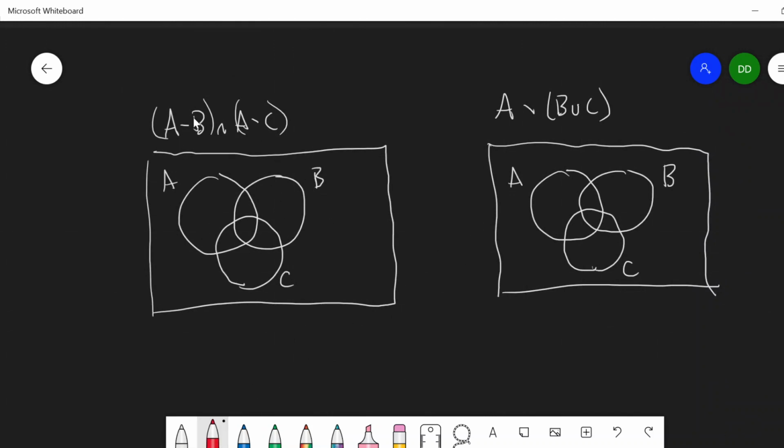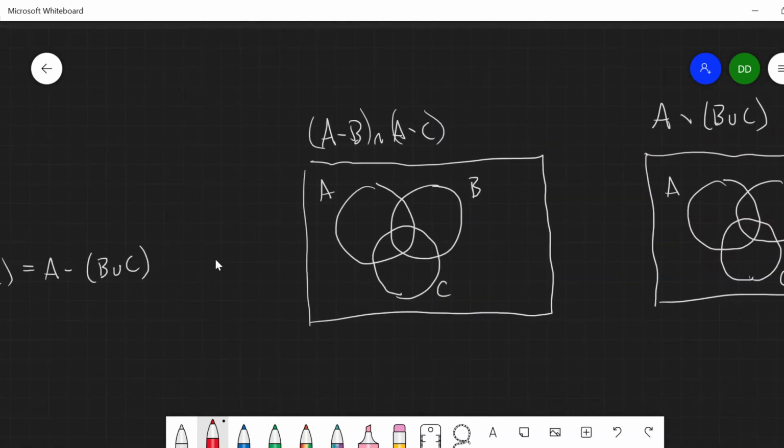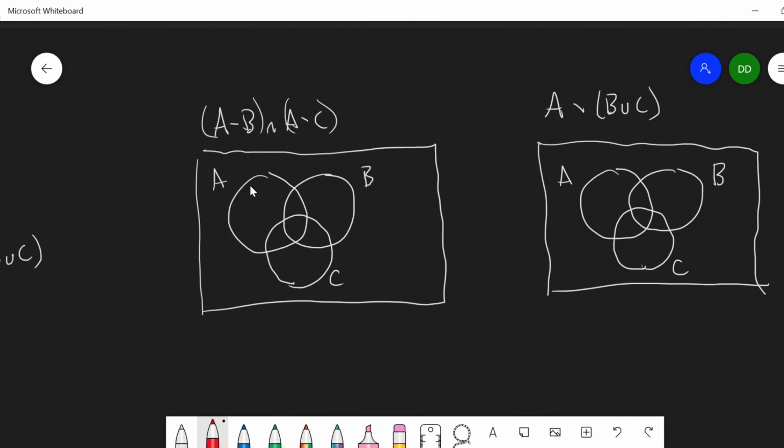So on this side, I'll put A minus B intersect A minus C. So A minus B, I'll take everything in A and not anything that's in B. So that's all of this stuff. I'll use that red for that. And then how about I use green for A minus C? So A minus C would be all of, I don't want to include anything in C, all of this stuff.